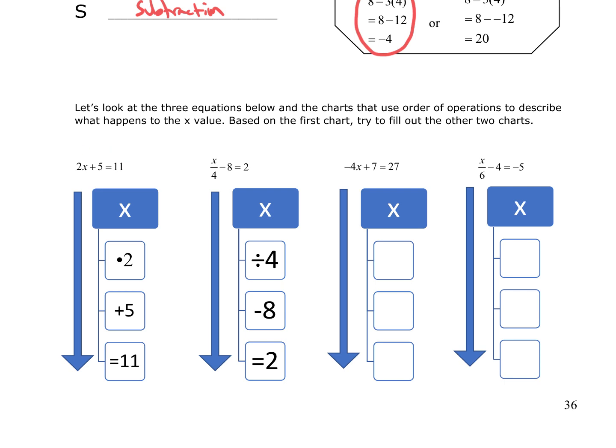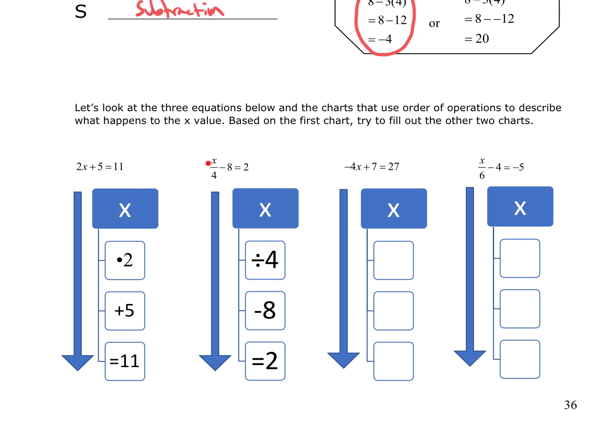Based on what is happening to the x value, the first thing, order of operations, is it's multiplied by 2. So we have x is multiplied by 2 in the first box, and then we would add 5, so plus 5, and then that thing is going to equal 11. So equals 11. So it's what is happening to x.